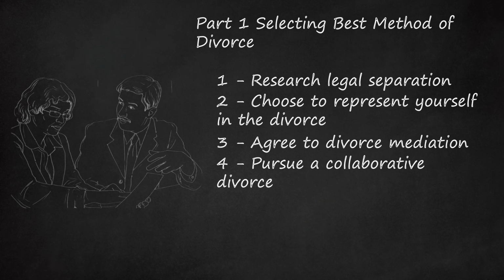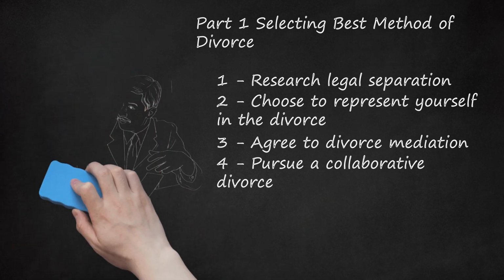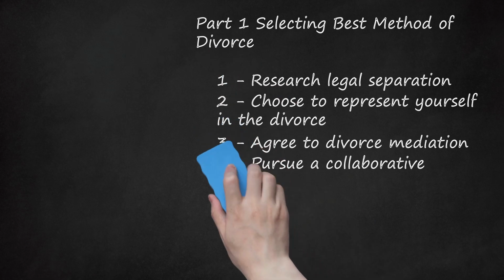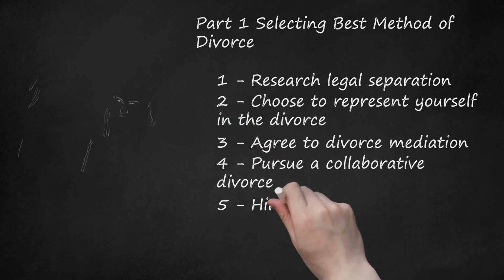Both attorneys agree not to represent the parties in any divorce litigation. You and your spouse are willing to share all relevant documents and information. The parties agree to act in the best interest of their children, if any, and to avoid bargaining over the children as part of the divorce negotiations. 5. Hire an attorney.